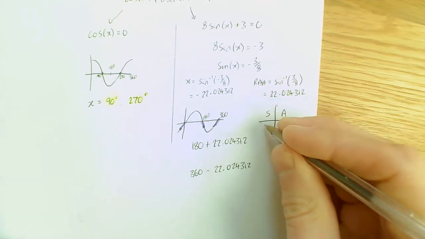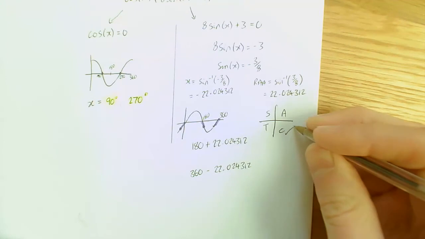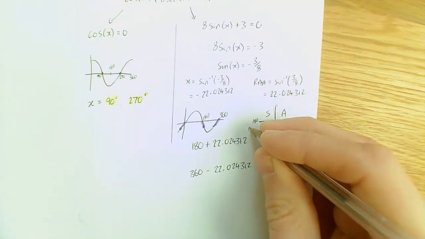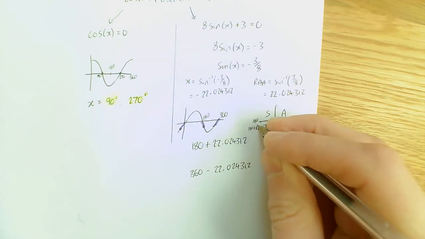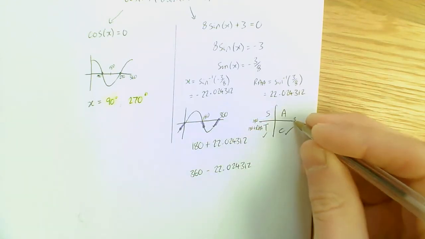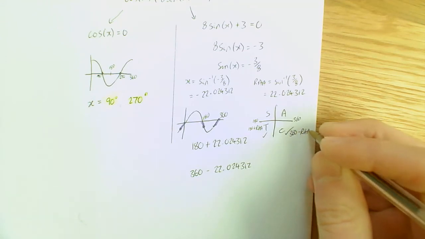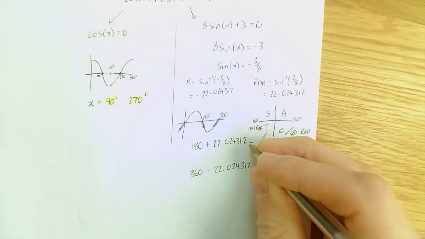From our CAST, we get exactly the same result. There's our little CAST diagram. Sine is negative here and here. Well, if that's 180, then this bit here is 180 plus our relative acute angle. This is 360. So this is 360 minus our relative acute angle. Let's work those out. What do we get?